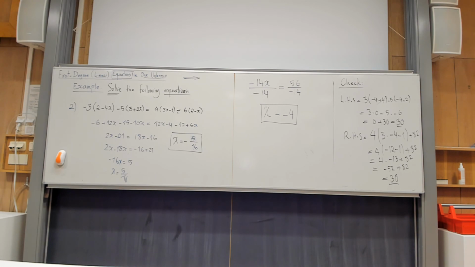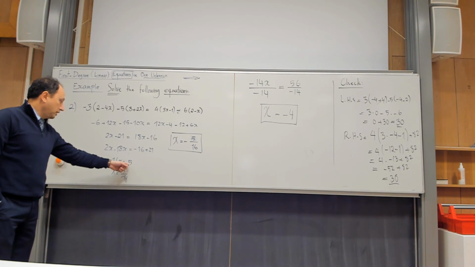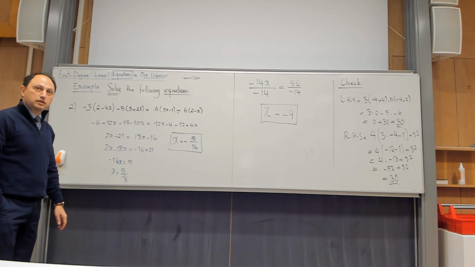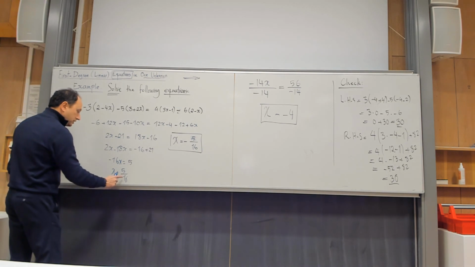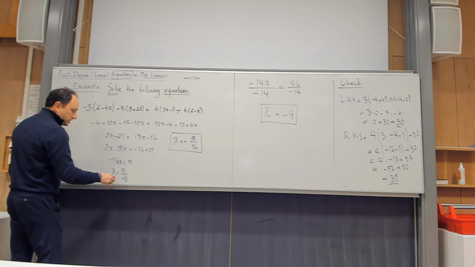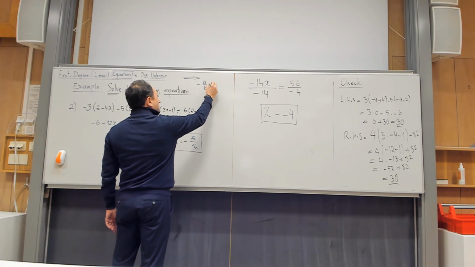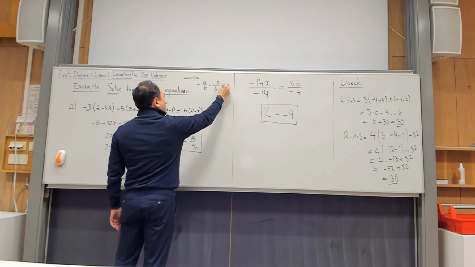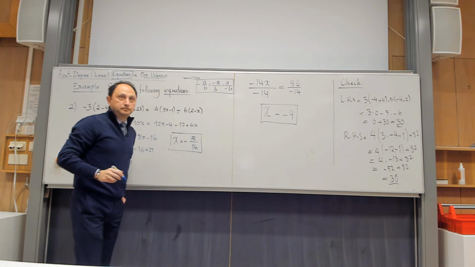Minus 5 over 16, correct? Yes, I divide, minus 5 over 16 is also correct. Yeah, but I prefer to write it here because I divide everything by minus 16. So there is no difference between minus a over b, a over minus b, or minus a over b. These three fractions are the same.